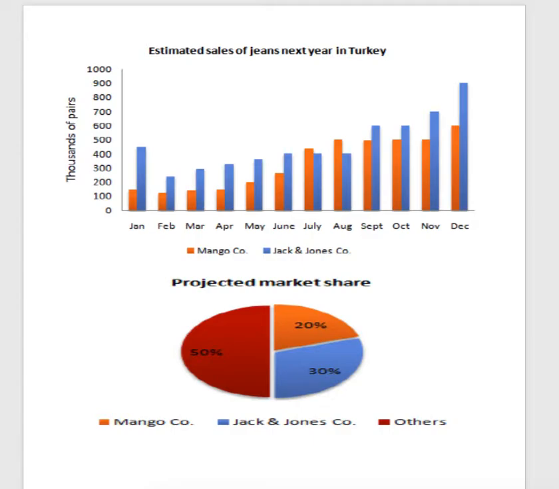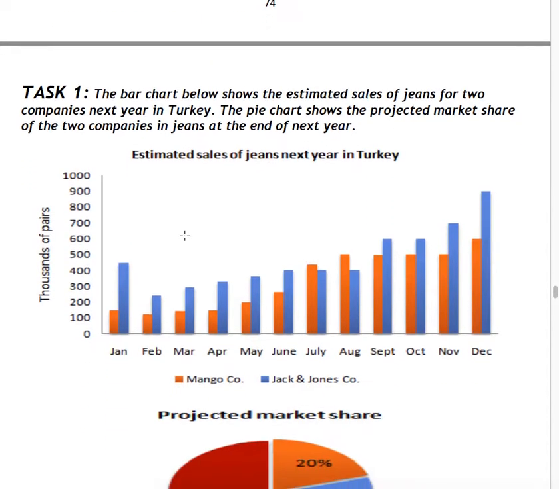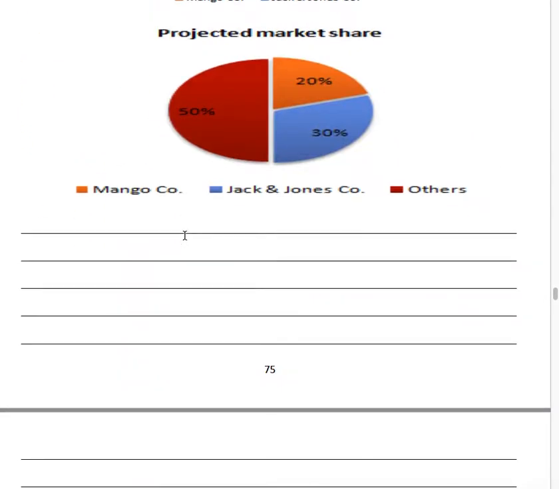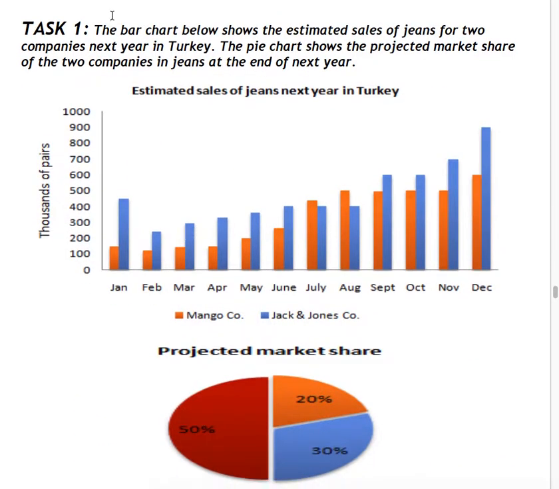So let's get to our writing. Task one, yes. This one is from your book, page 75. It says the bar chart below shows the estimated sales of jeans for two companies next year in Turkey. The pie chart shows the projected market share of the two companies in jeans at the end of the next year.